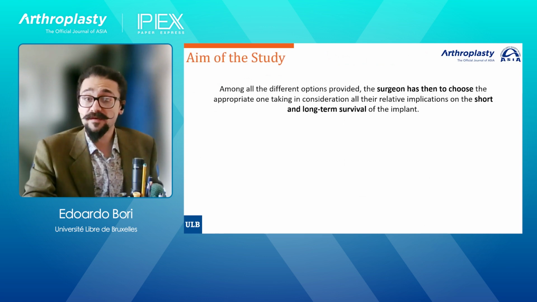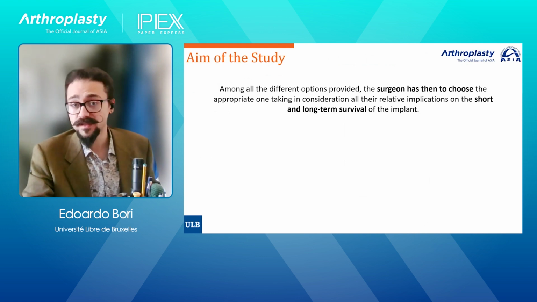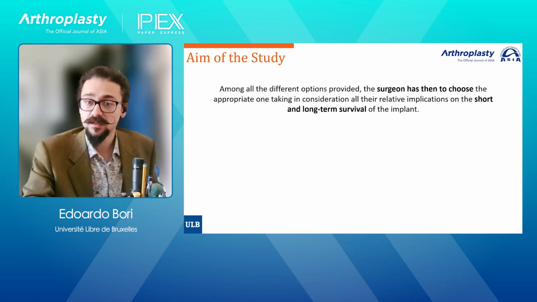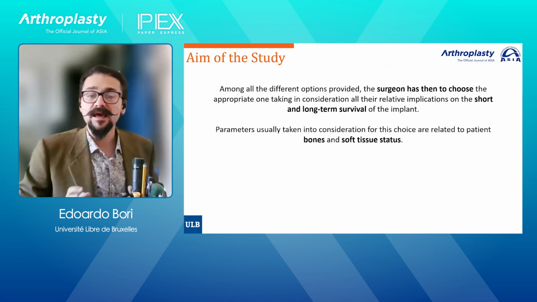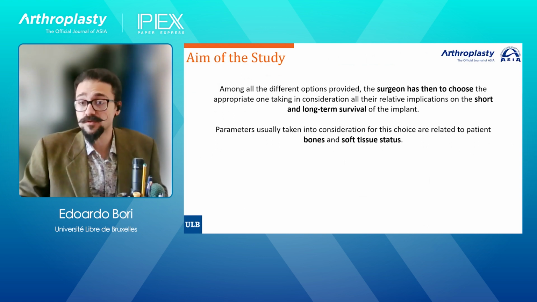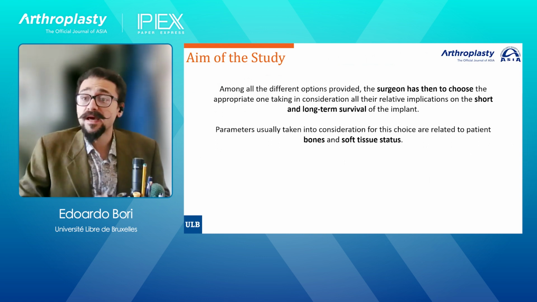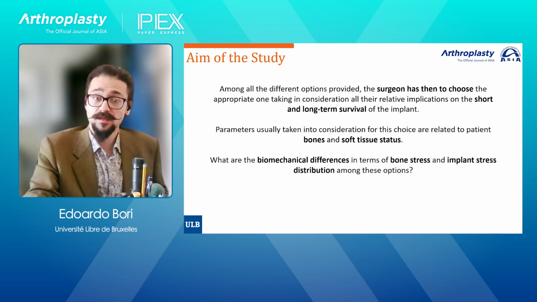So, as we have seen, we have a different set of implants among which we can choose, and the surgeon has to decide which is the best one for the patient, both in terms of short and long-term survival. So how does he decide how to proceed? He has to keep in consideration the bone and soft tissue status of the patient, and therefore what he can afford to insert in the patient. But what are the outcomes?